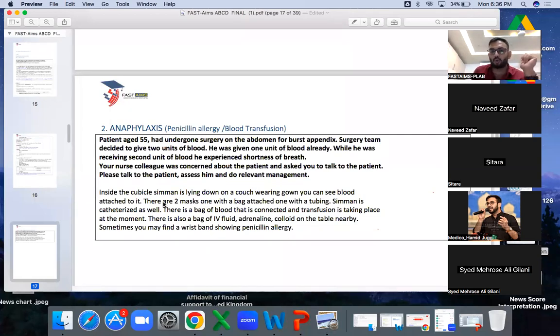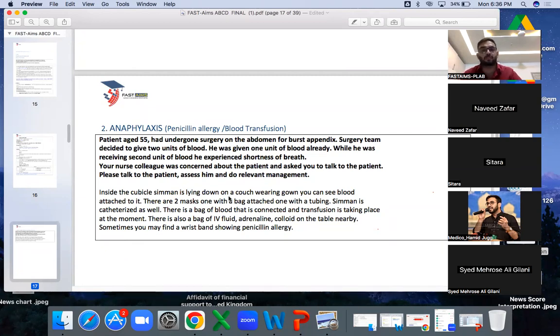In the anaphylaxis approach, it is either penicillin or blood transfusion. It can be either of the two. This is quite an easy scenario. It should be easy for you because we have already done the circulation approach and the breathing approach. In the anaphylaxis scenario, I'm not going to read it for you. You are going to read it.